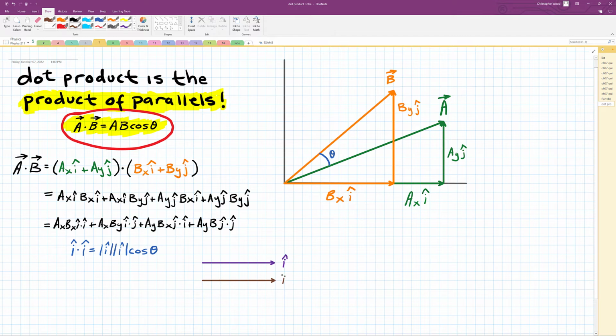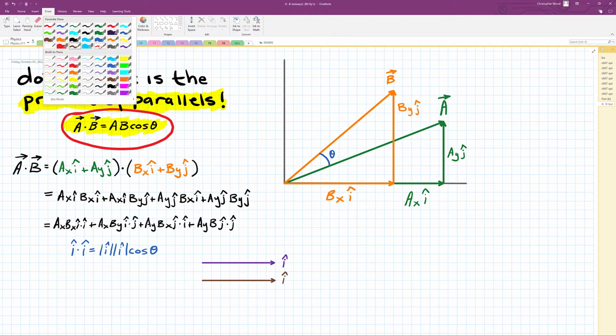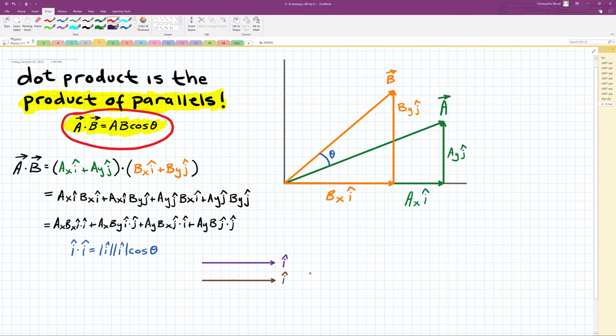But let's draw this purple i hat vector and then another brown i hat vector. Those are identical vectors. They're pointing in the same direction, so the angle between those two vectors is 0. Okay, so what does i hat dot i hat equal? Well, the magnitude of i hat is 1, times the magnitude of another i hat, which is also equal to 1, times the cosine of theta. Theta is 0 degrees, and the cosine of theta equals 1. So i hat dot i hat is 1, which is the maximum possible value.